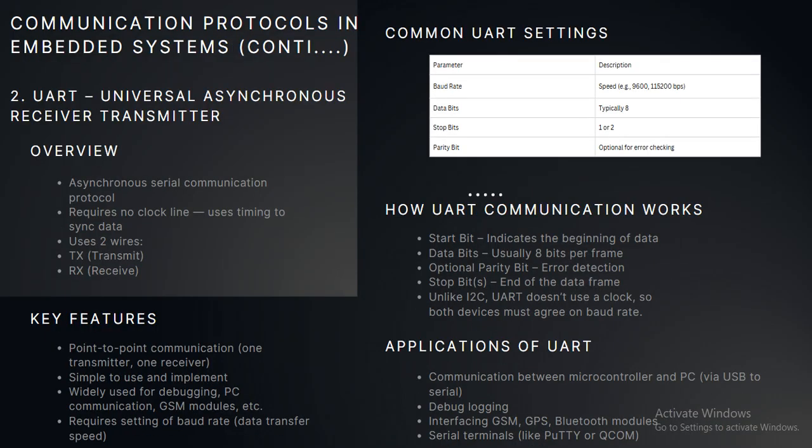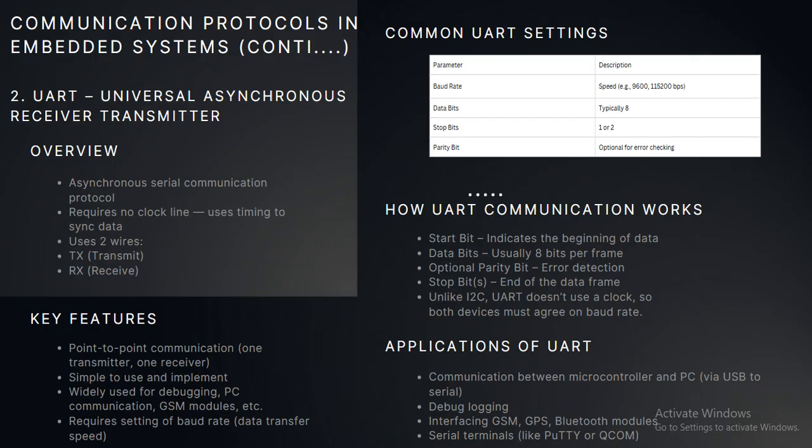And then UART, which is nothing but universal asynchronous receiver transmitter. So it also uses 2 wires. They are transmit and receive, TX, RX. The key features of UART are that it's a point-to-point communication, 1 transmitter, 1 receiver. Simple to use and implement.